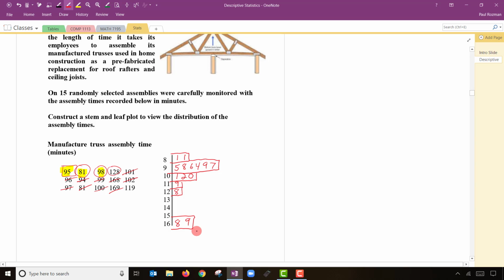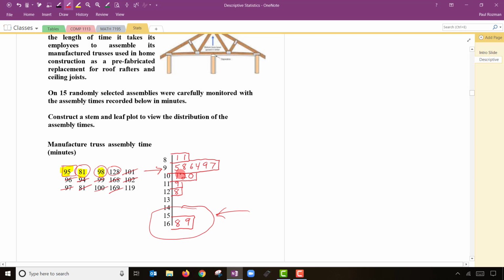So a stem and leaf plot is not the most professional looking plot, but it does give you a quick way to look at your data. Something jumped out at us. Why did it take so long for two of those to be built? Should we fire somebody? Should we train someone? Is there an issue that we can correct? We can see the average amount of time is kind of in the 90s.